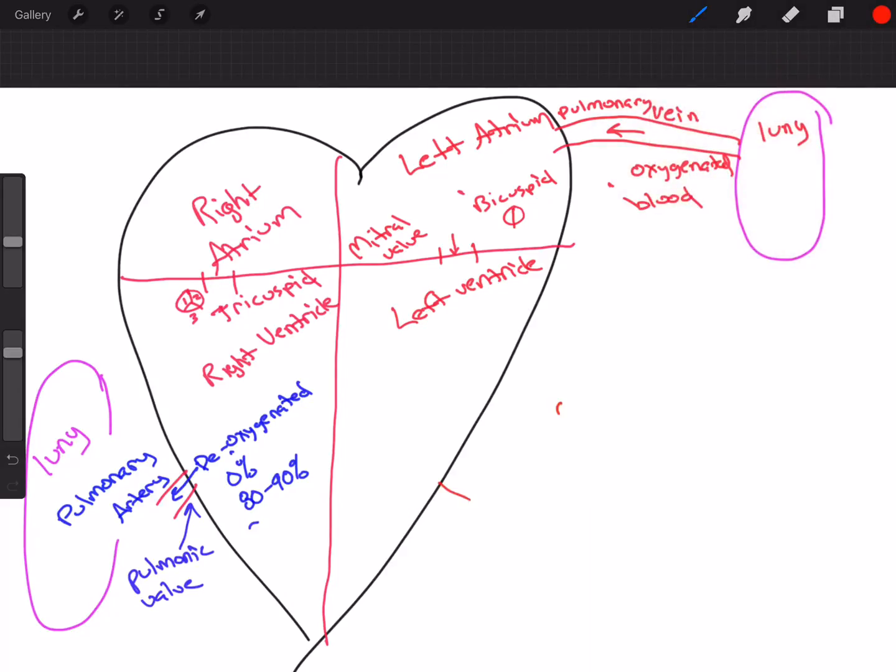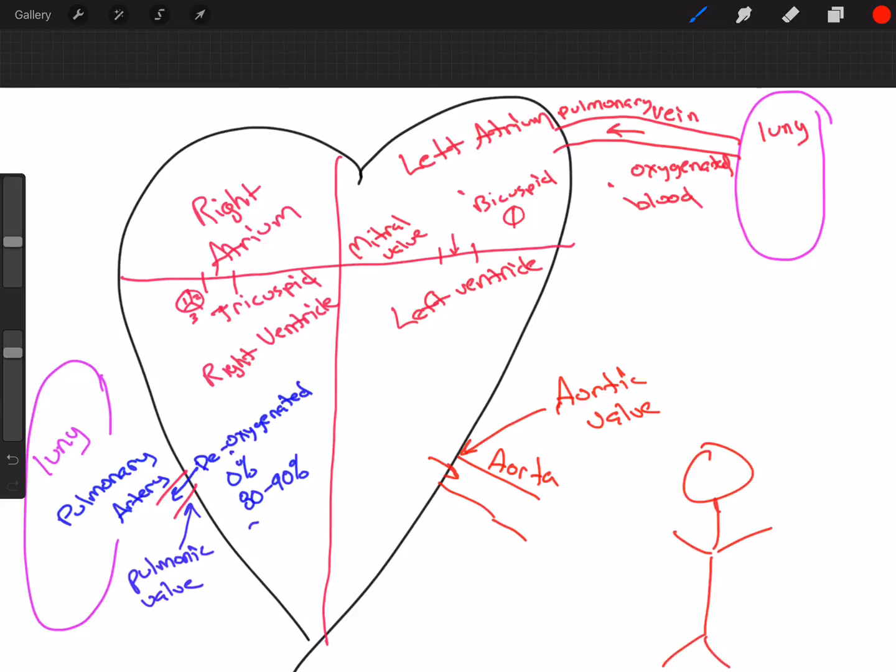So we got the left ventricle. Now the blood's going to leave the heart. It's going to go out this way. This blood vessel is the big, huge one called the aorta. And then this valve right here is the aortic valve. And then the blood's going to go out to the body. It's going to go everywhere but the lungs, because we already got that covered.